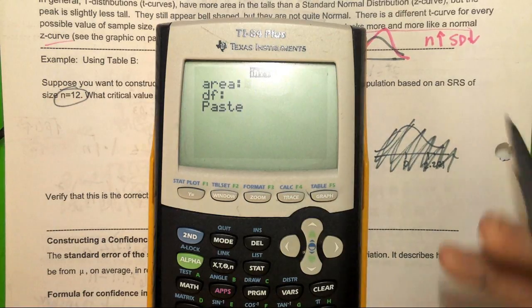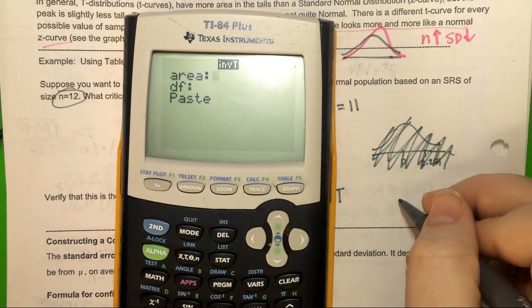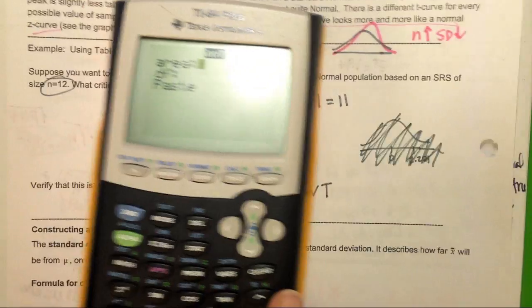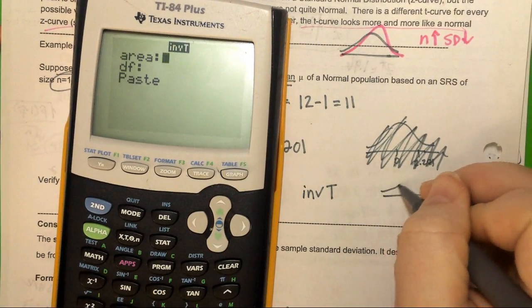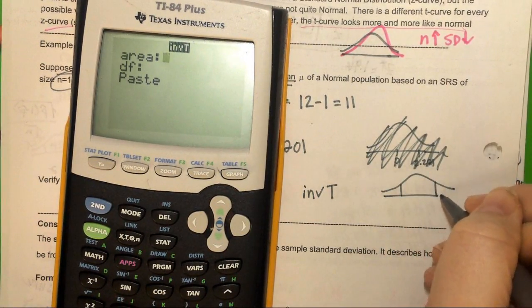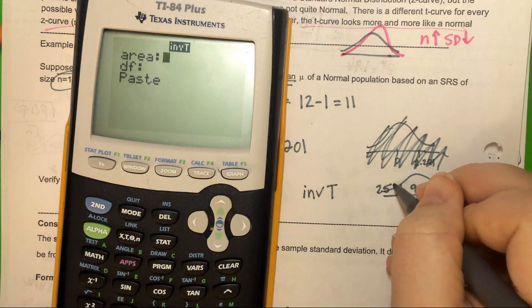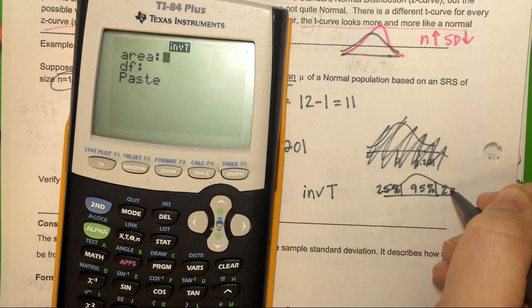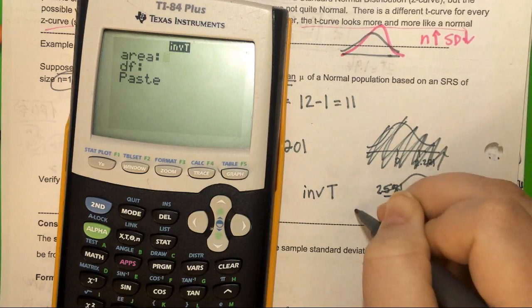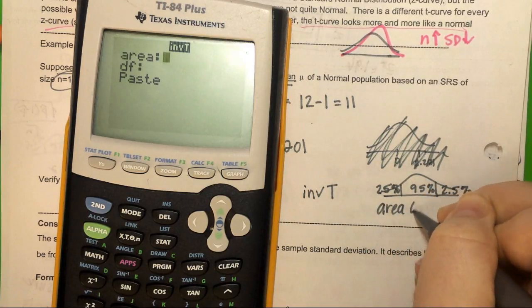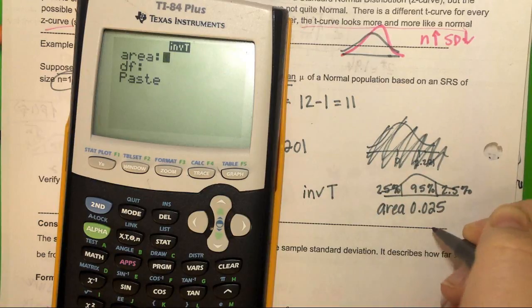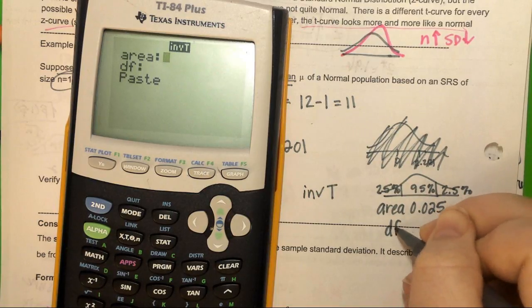And we're still doing the same thing. The area is still what we've been doing. You know how we were saying it was 95% here, so it was 2.5% on each side. So that's why we're going to do area of 0.025. And we're still going to do the degrees of freedom being 11.